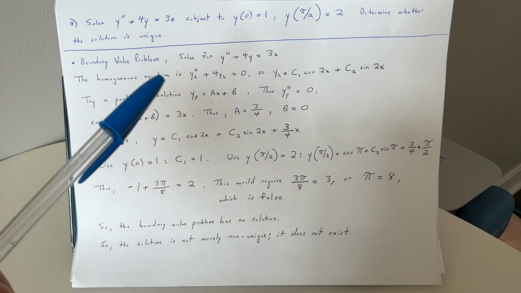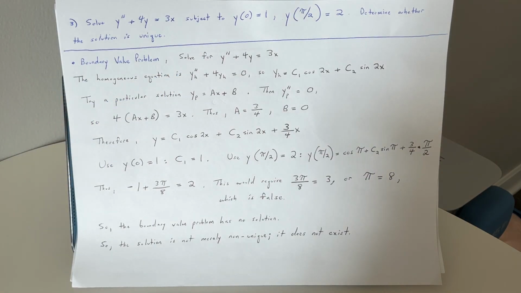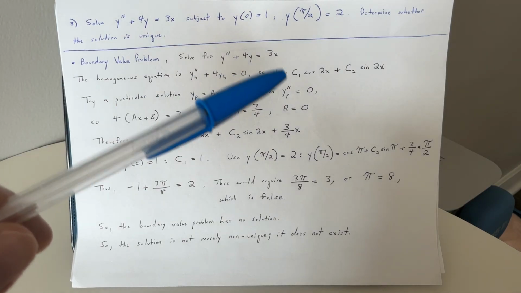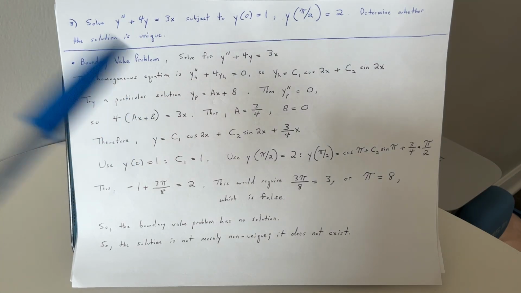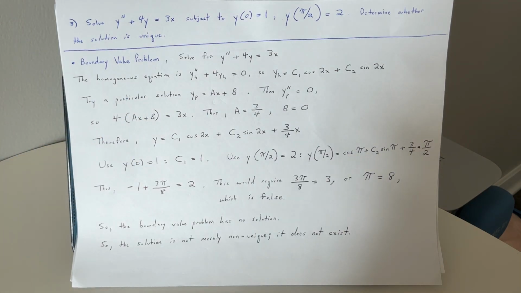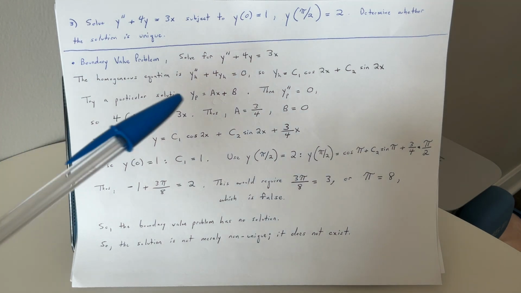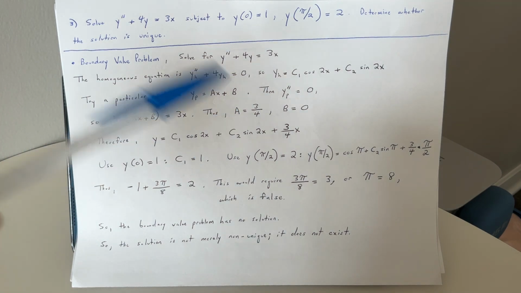So the homogeneous equation is y sub h double prime plus 4 y sub h equals 0. So y sub h equals c sub 1 cosine 2x plus c sub 2 sine of 2x. So we're going to try a particular solution, y sub p equals ax plus b. Then y sub p double prime equals 0. So we're going to get 4 times the quantity ax plus b equals 3x. So a is going to equal 3/4 and b is going to equal 0.